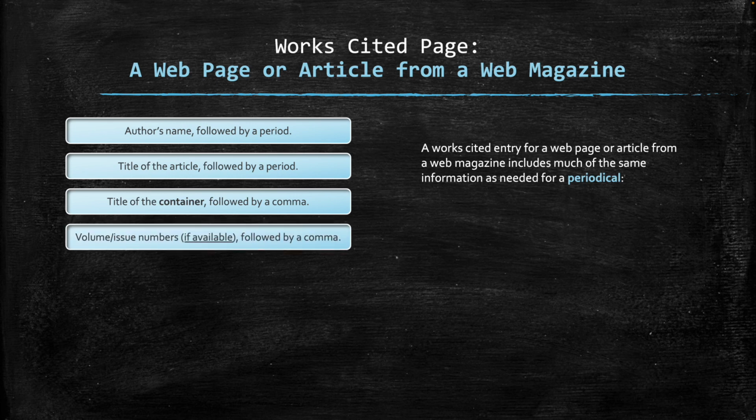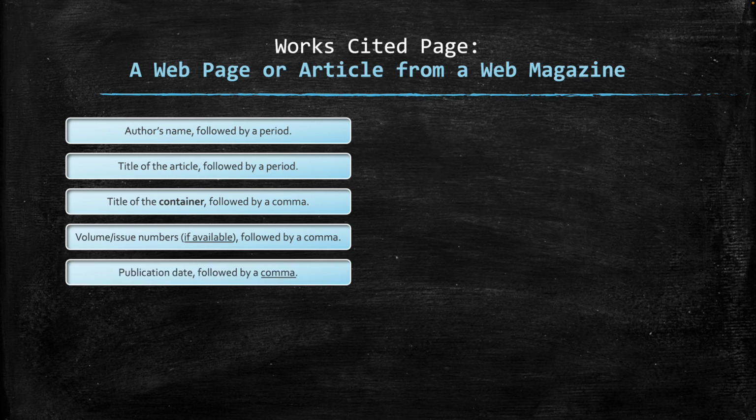This would be unusual for a web page or a web magazine, but sometimes they have volume and issue numbers, and if there are these numbers, you should include them in your works cited entry followed by a comma. And then a publication date followed by a comma. Now, all this is pretty much in line with how a works cited entry for a periodical is formatted.